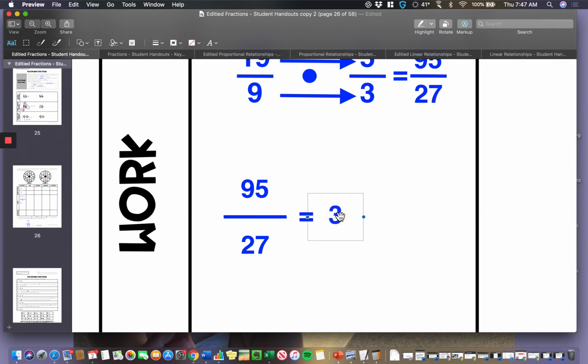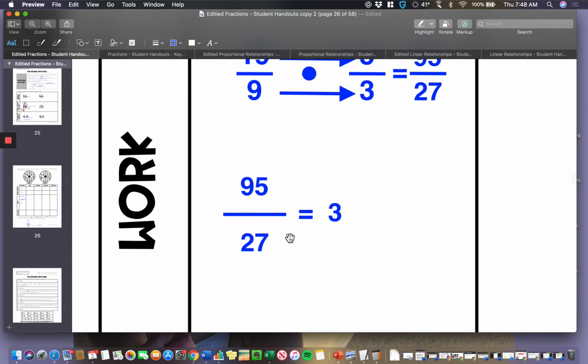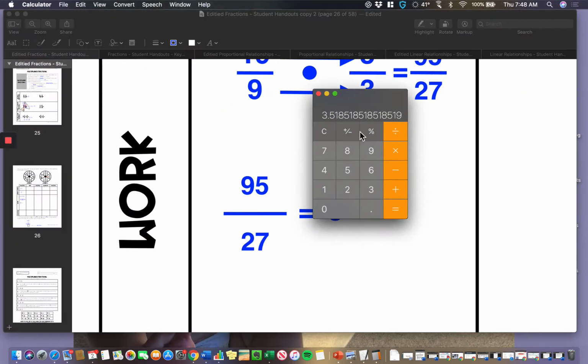Now what I have is leftovers. So I need to know how many leftovers I have. So I need to know what the product was of 3 and 27. So what I'll do is I'll multiply 3 times 27 to see how close I got to 95, just to see how many leftovers there were. So I'm going to take my whole number of 3 and multiply it by 27, and I see I have 81.